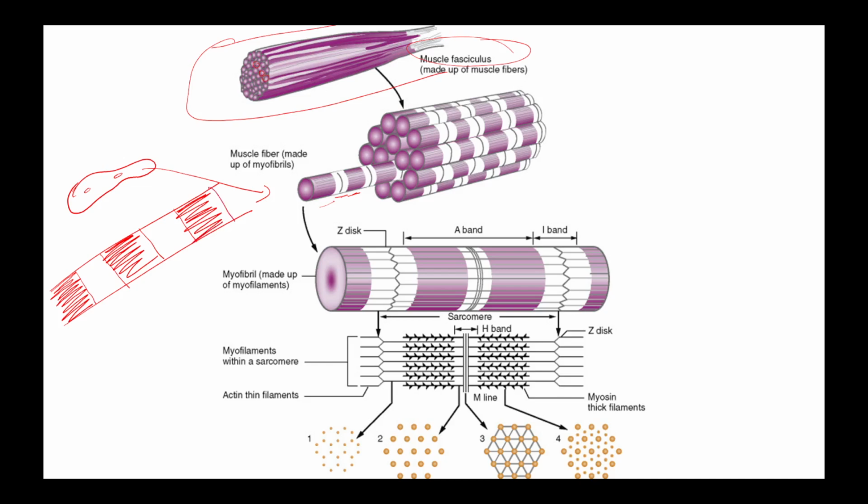Okay, so these light and dark areas are referred to as certain zones. The light zones are referred to as the I band. The portion of the muscle or myofibril which appears light is referred to as the I band, and the portion which appears dark is referred to as the A band.